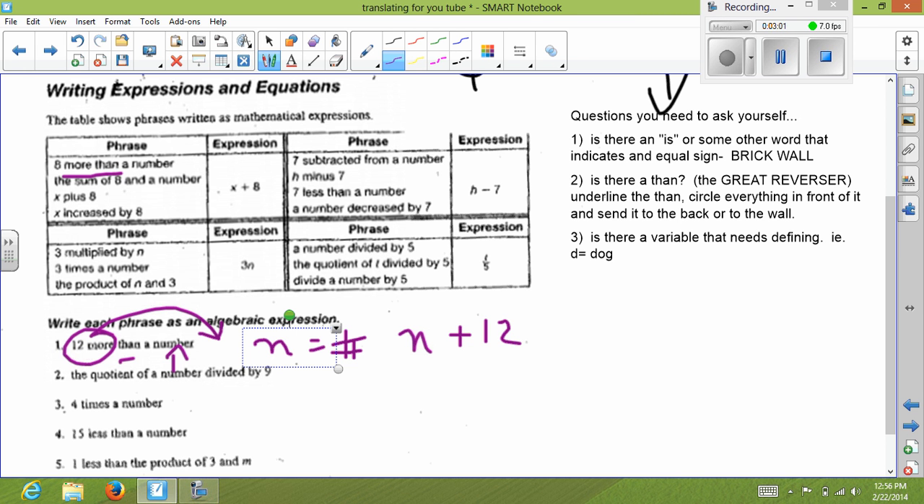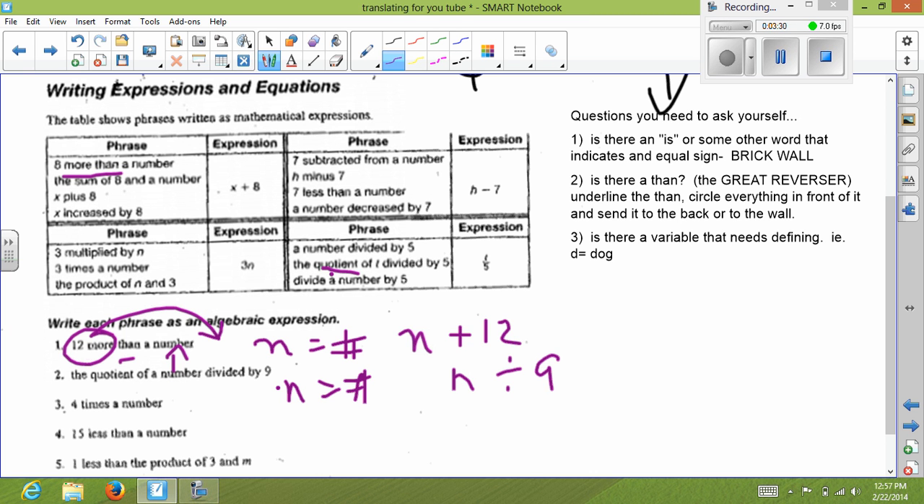So is there an "is"? No. Is there a "than"? No. Is there a variable that needs defining? Yes, there is. So once again, I'm going to use n equals a number. And you have to do this for every problem so that the reader knows what those things stand for. Because there was nothing that's going to switch the order, I'm just going to start from left to right. Quotient I know means to divide. So I'm going to write a number n divided by 9.